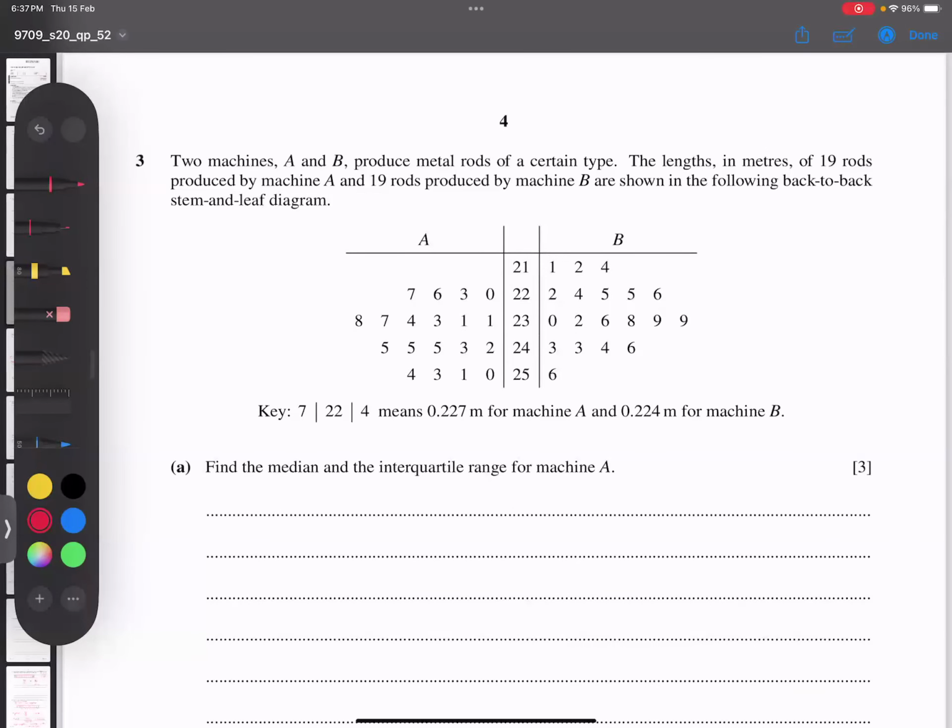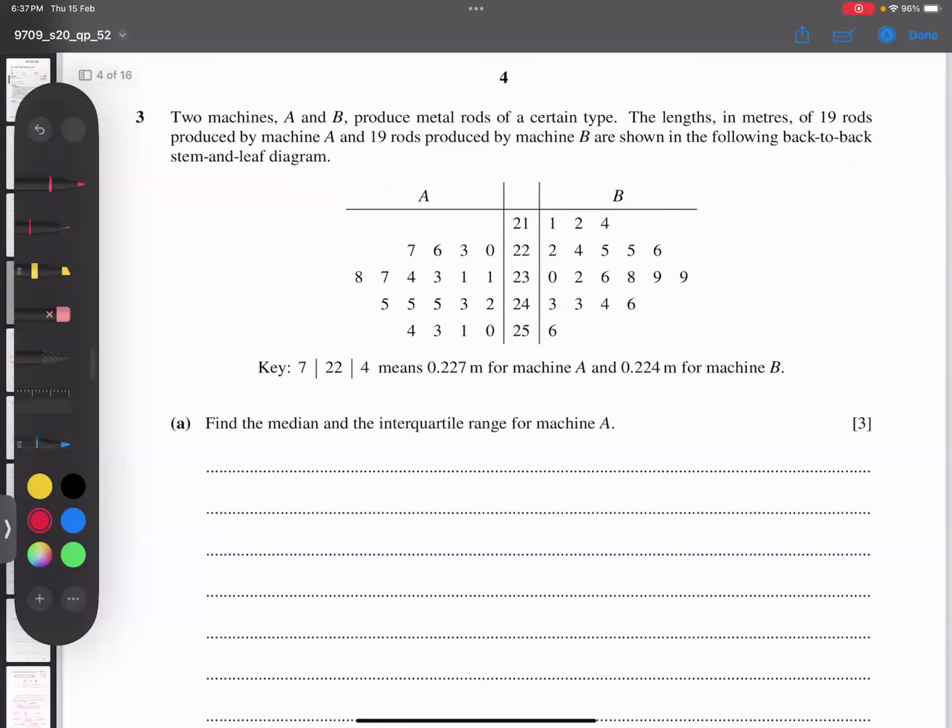So let's start. The question mentioned here: there are two machines, A and B, that produce metal rods of a certain type. The lengths in meters of 19 rods produced by machine A and 19 rods for machine B. It means if you add them all, you get n equal to 19 here and n equal to 19 here. Very clearly mentioned here. This is the number of rods for both categories. He took a sample of 19 rods.